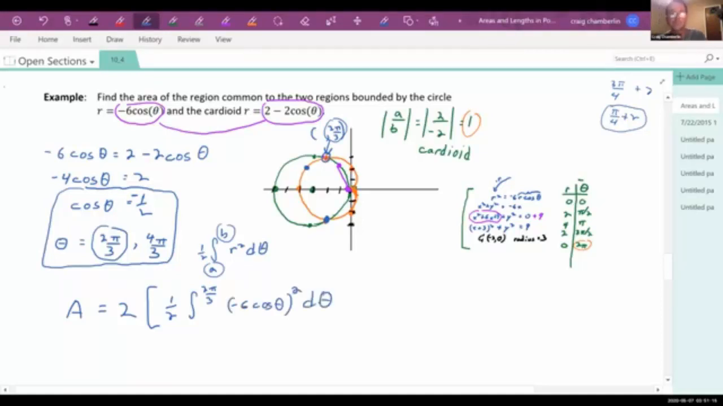D theta. And then, like I say, I'll get this lower limit in a second, but just so you don't forget what we're doing, we're going to have to add that to another integral where the r value, if you look at this representative sector, is going to be given by the cardioid. So for your integrand, for your r squared, and we'll put the 1/2 on the outside, you're going to take 2 minus 2 cosine theta and have that as your r. So that's your r squared d theta there.